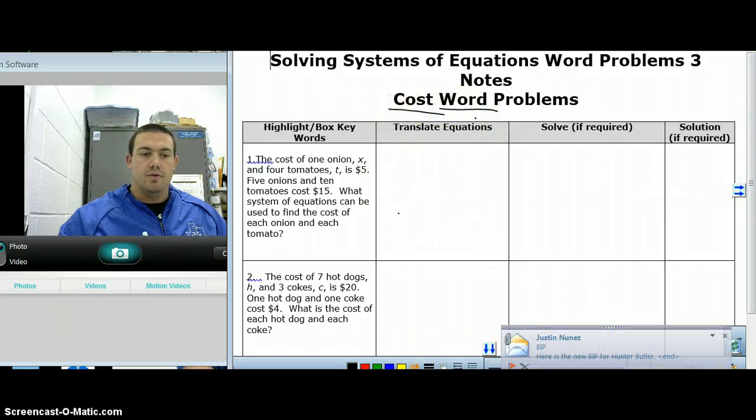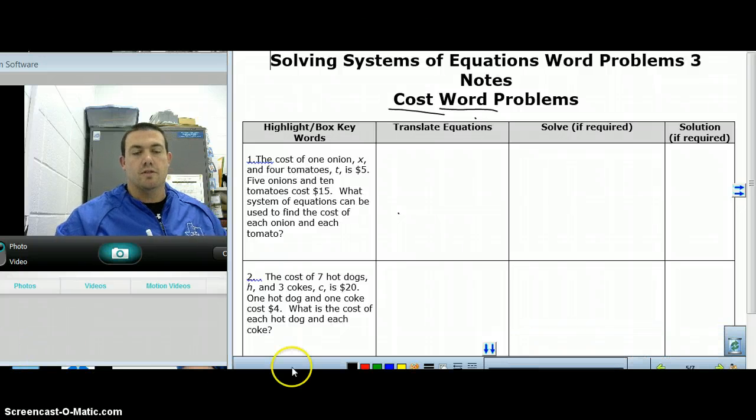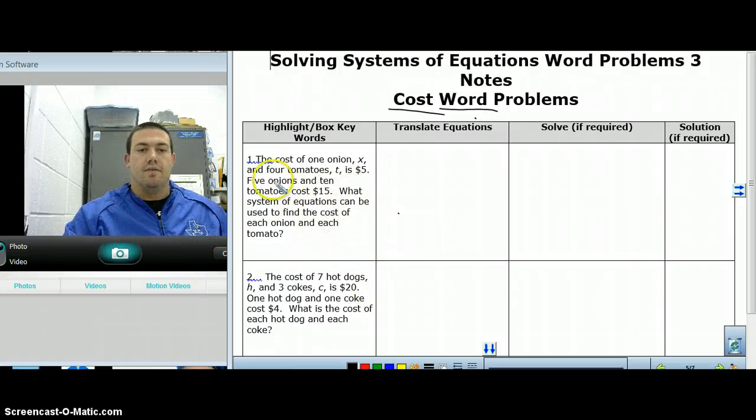All right, well, cost problems have to deal with some real life stuff. So if you take a look at number one, it says the cost of 1 onion X and 4 tomatoes T is $5. 5 onions and 10 tomatoes cost $15. What's the system of equations that can be used to find the cost of each onion and each tomato? Well, this is something that we run into every day when you go to the grocery store.